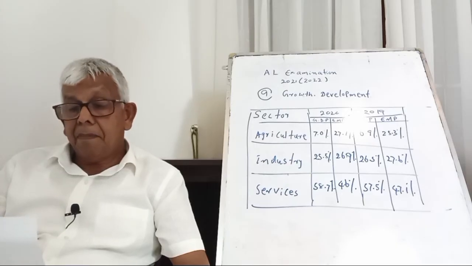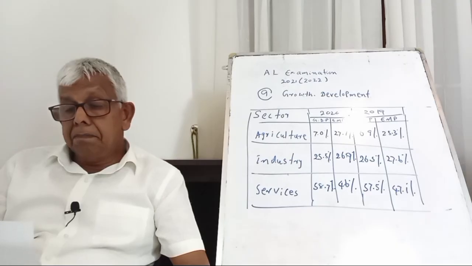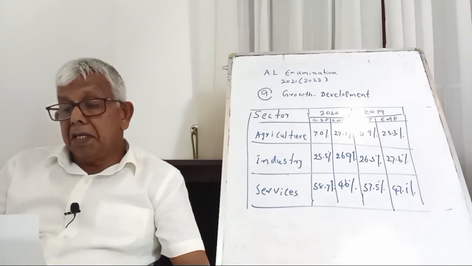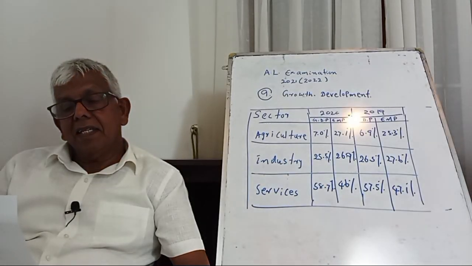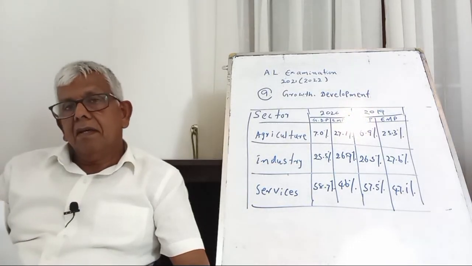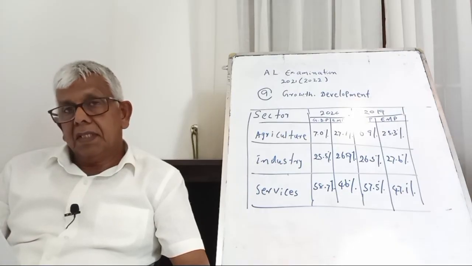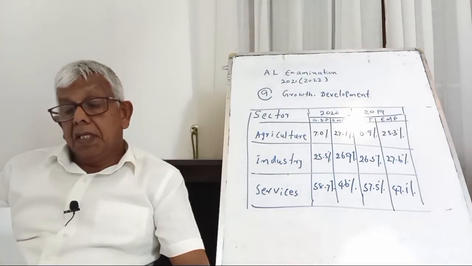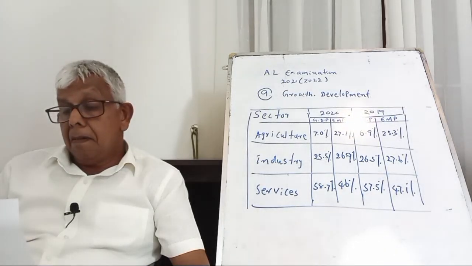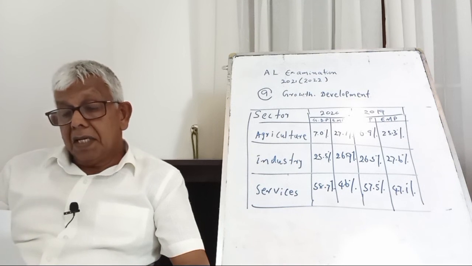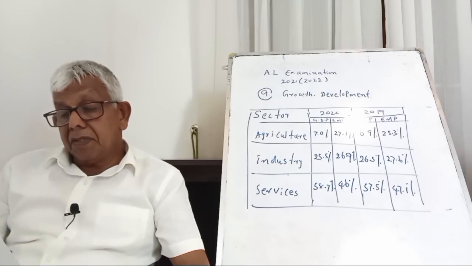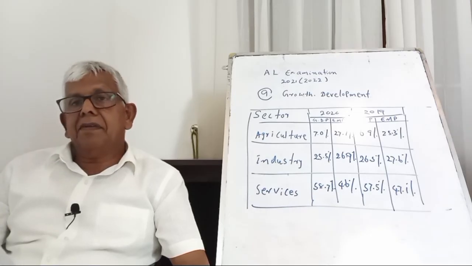Second part. Development is a multidimensional process. Explain. 4 marks. Answer. Development is a multidimensional process in which both the non-economic dimensions and the economic dimensions are important.